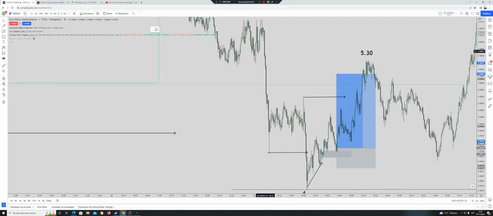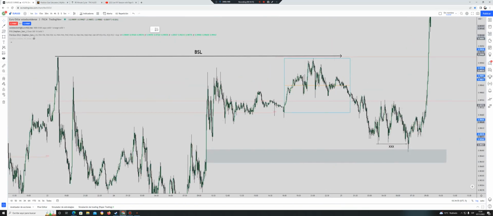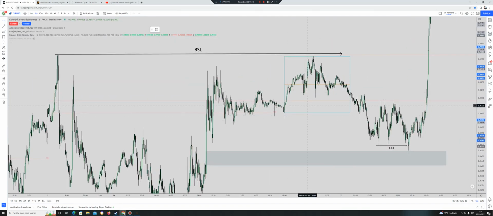We close this fair value gap, this gap here, all of this that is unmitigated. At 5:30 we close the position, and that's it. So this is another example of how you can trade the 90-minute cycle. This is all about context, okay?